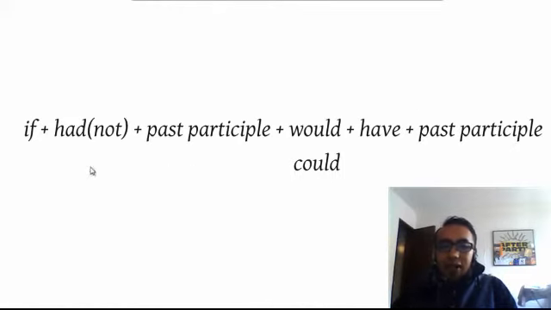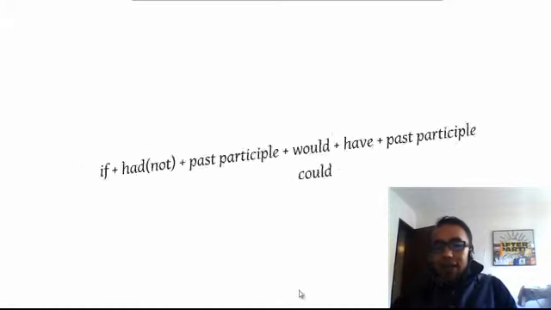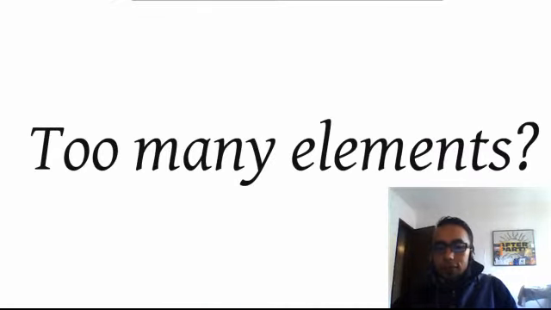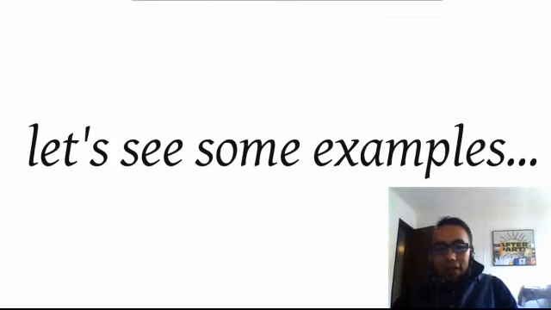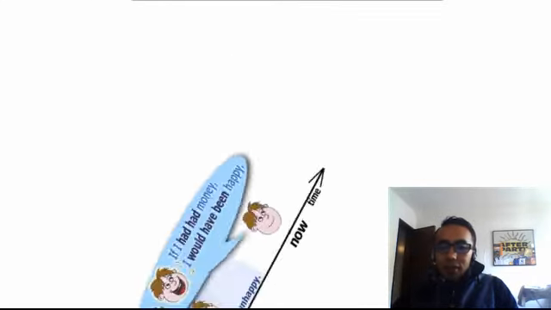No? This is the condition in this part. And then we have the consequence, which can be expressed with would or with could. This would have happened or this could have happened. Then you have the auxiliary have in the present and a past participle. Let's see how it works in a sentence. You think there are so many elements, but you see that it's very simple.